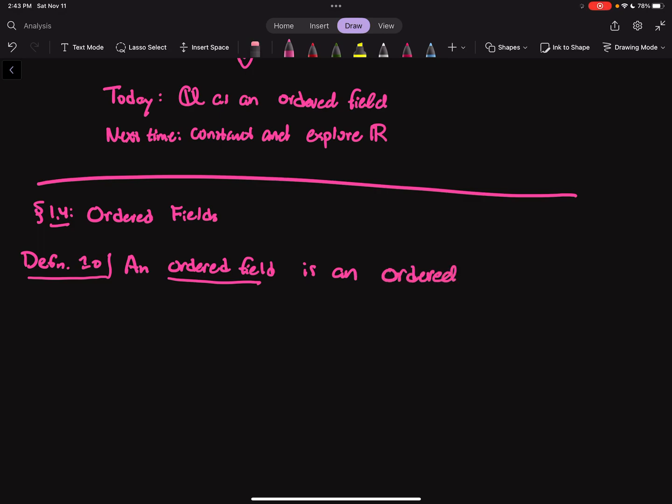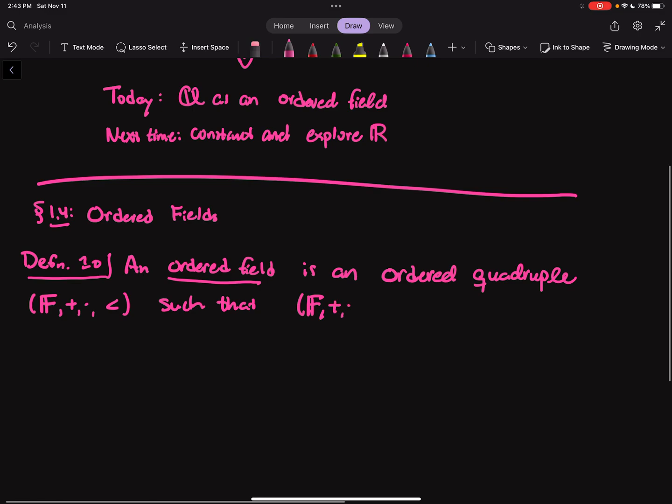So it's an ordered quadruple, an ordered four tuple, (F, plus, times, less than), such that (F, plus, dot) is a field, and less than is an order on F. I almost wrote S there.